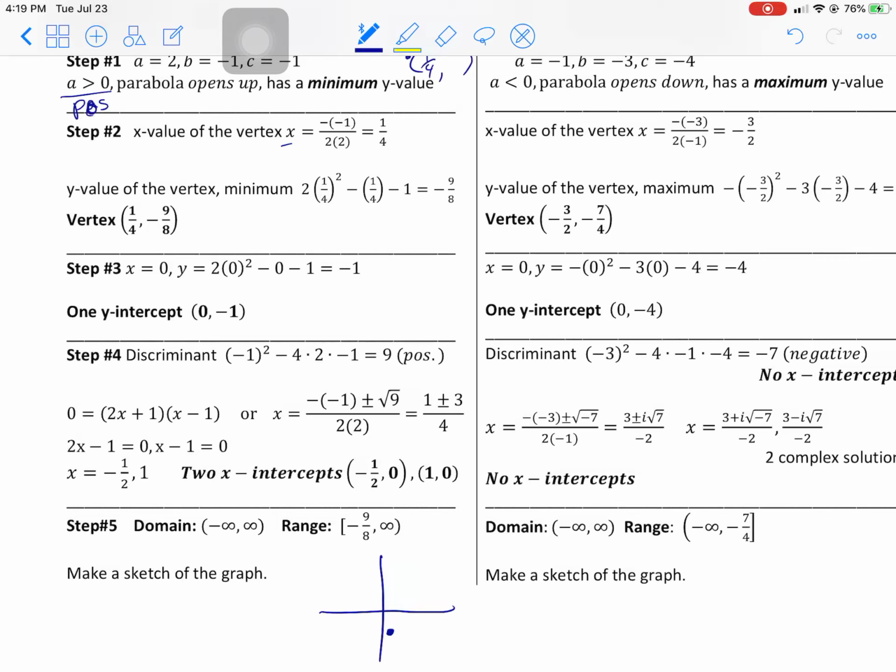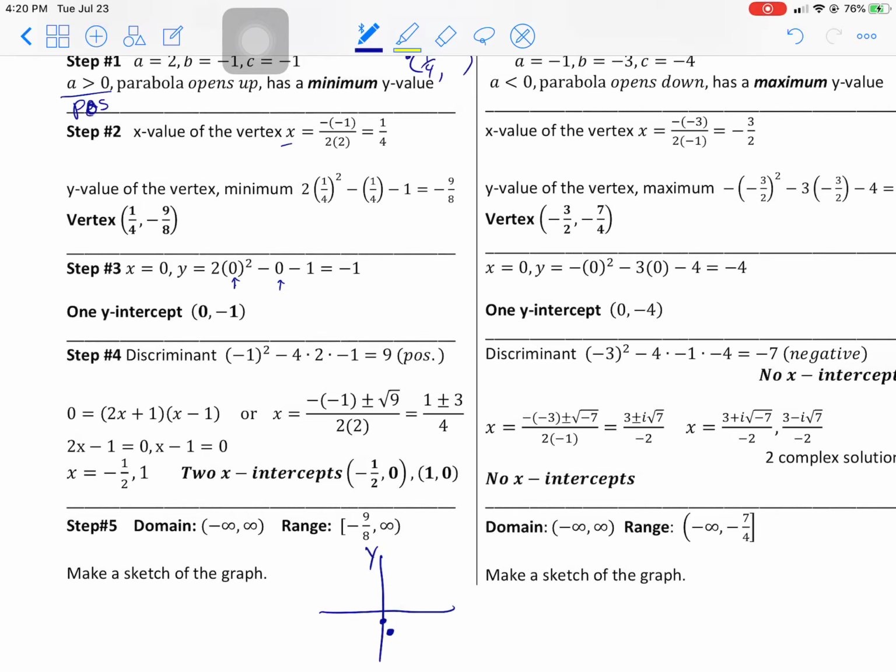Okay. Now find the y-intercept. Y-intercept means the x is 0. If it's going to intercept the y-axis somewhere, the x has to be 0. So I'm putting the 0 in everywhere there is an x. And that comes out to a negative 1. So 0, negative 1, let's go with about there. Okay, there's my y-intercept of this quadratic equation.